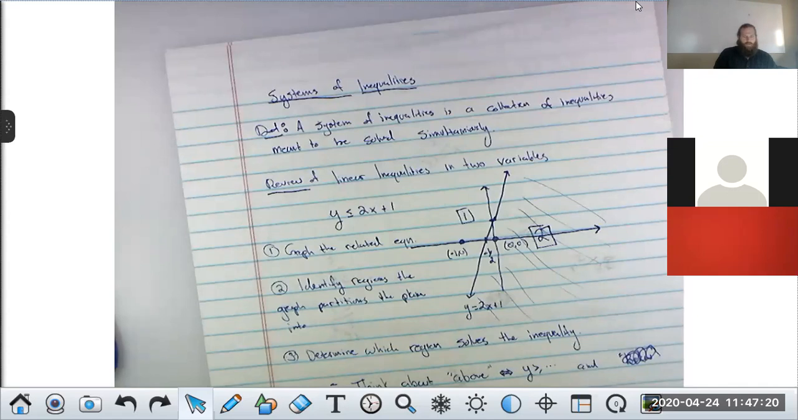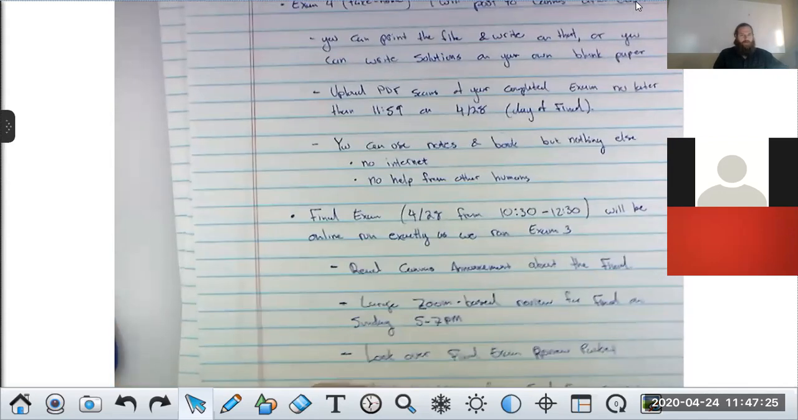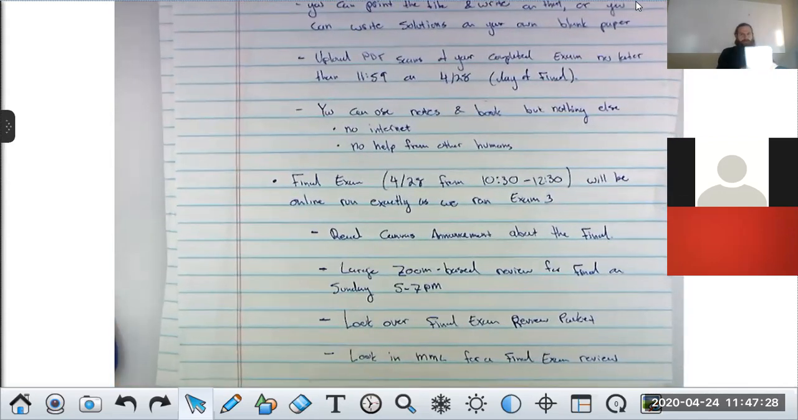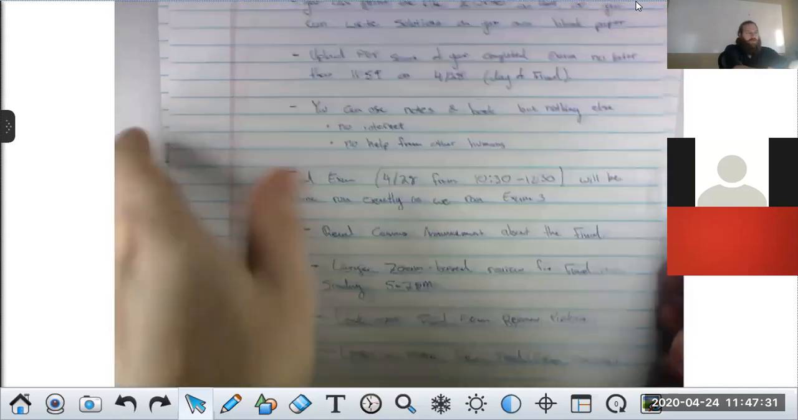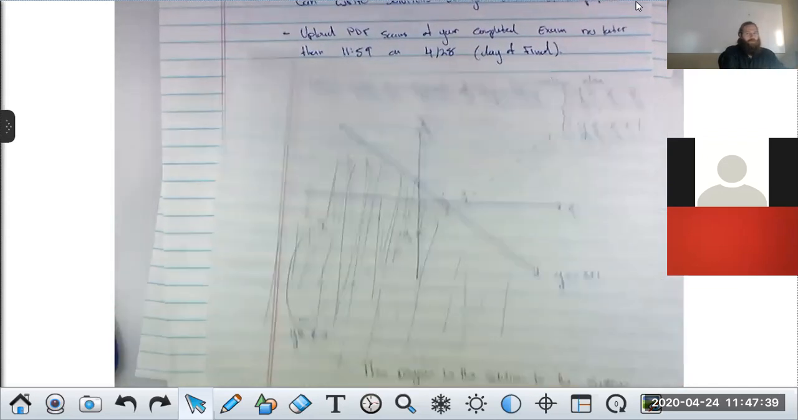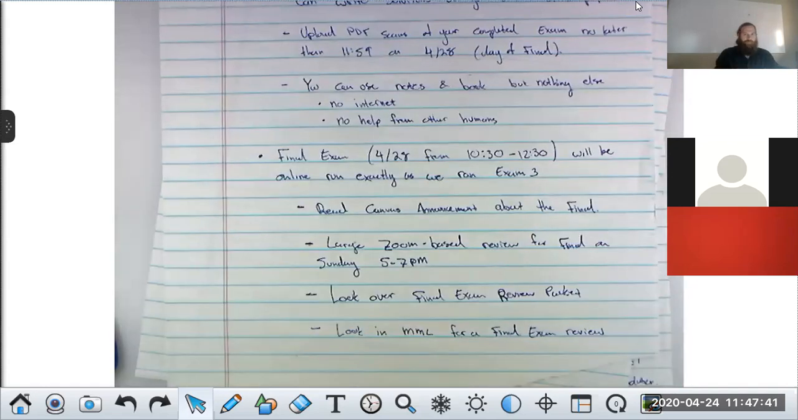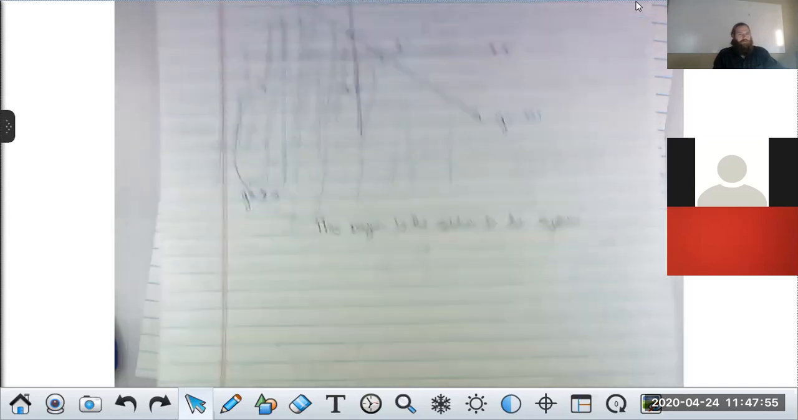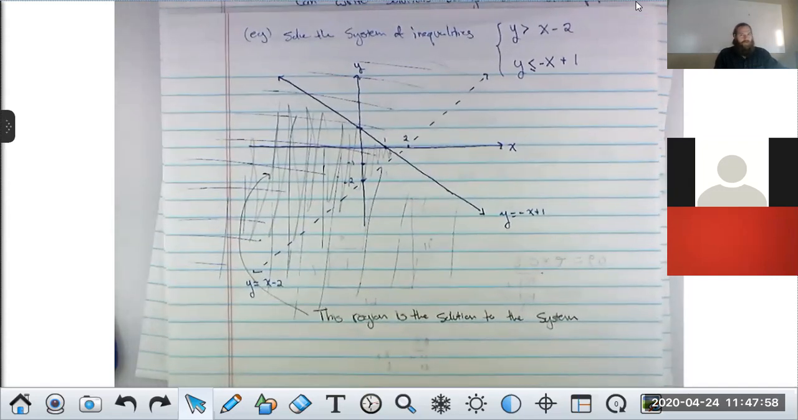Zach wanted to see the bottom portion of the first page. You mean this guy, where we talked about the tests? But yeah, if I don't specify a method, you're welcome to use whatever method you like. So Zach, were you asking for this or for this? First problem. All right. That was this guy, right?